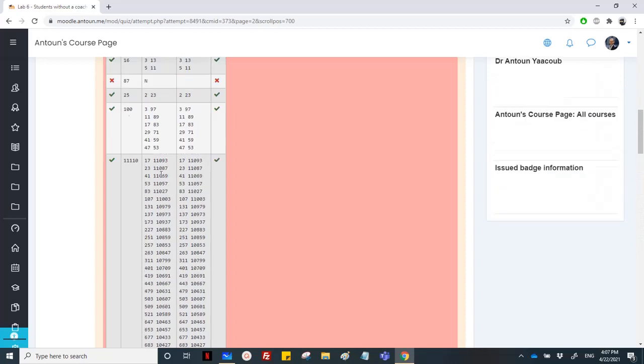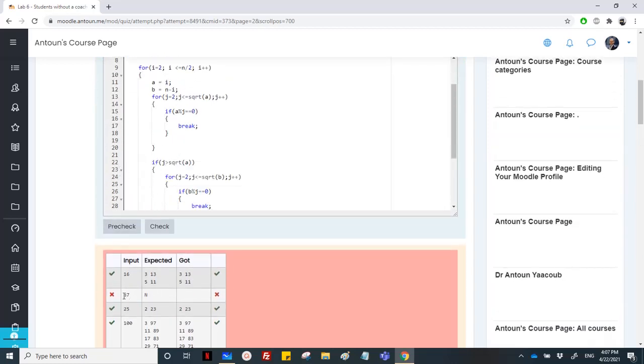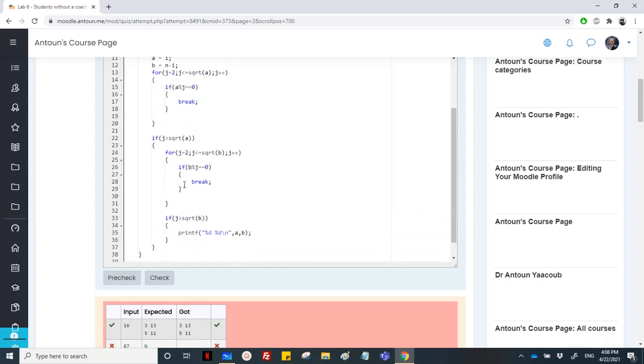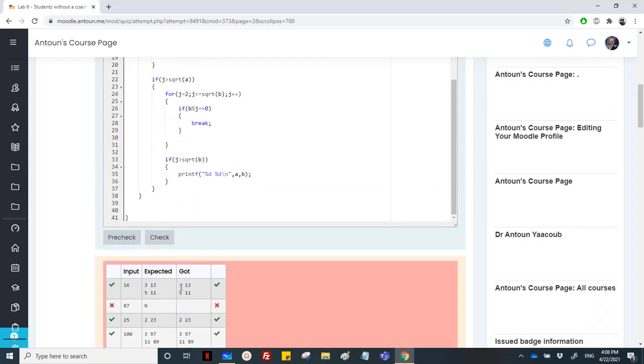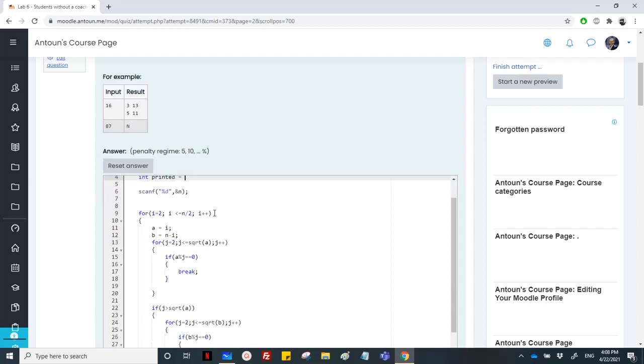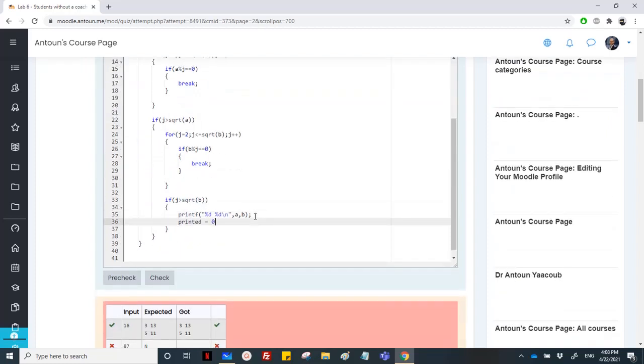However, whenever there's no pair, I didn't print n. So what I should do here is that whenever there's no pair, it means I have looped many times. I have tried all the possibilities and there is no printing. So I need to keep track of whether I have printed something or not. So for that I will be using a flag, let's call it printed. First I will make it low because I will not print anything, and whenever I print a pair, I will raise my flag.